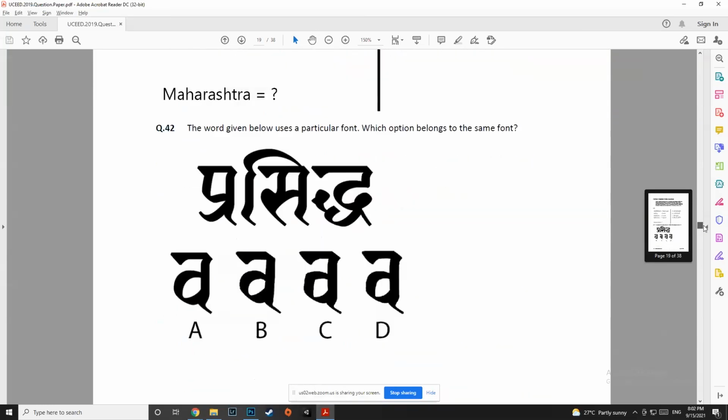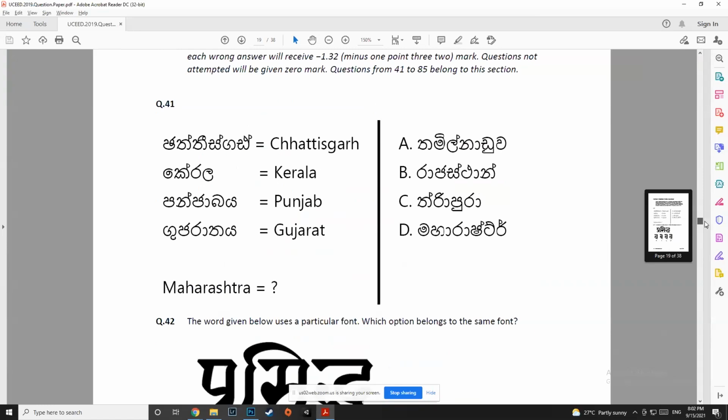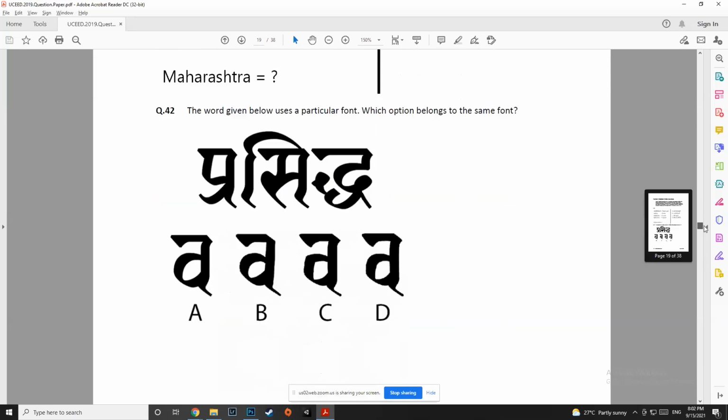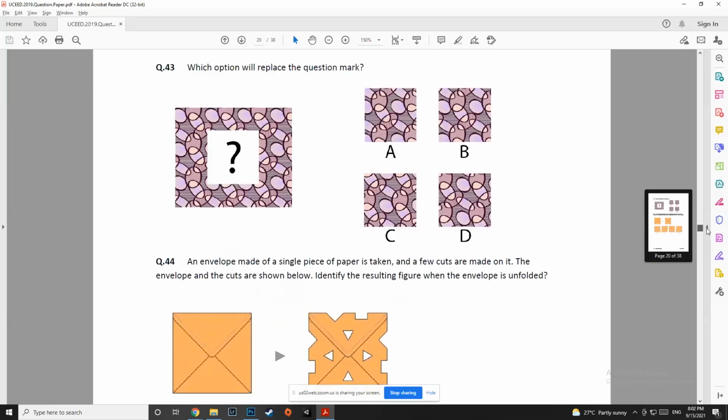Now there are some paper folding questions, right? See again, this is font with logic ingrained in it. So they're asking that if this sort of symbols are Chhattisgarh, if this sort of symbols are Kerala, what will be Maharashtra? So again, you need to check what sort of fonts are being used and what sort of symbols are represented with what is common between some of the answers. In this question, you need to understand the font, right? And then in this question, you have to understand what is the missing pattern.